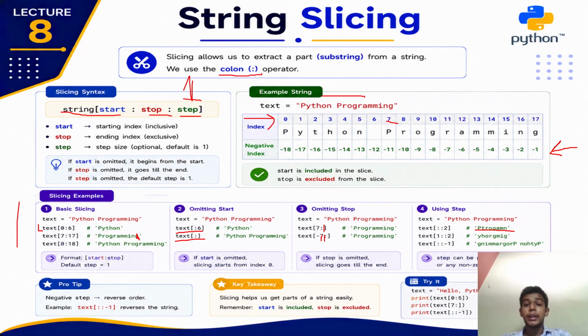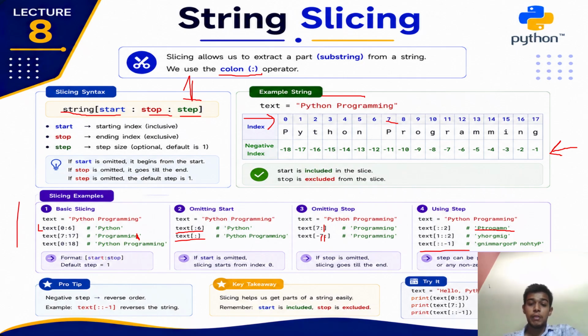If you want to get the reverse version of the string, you will use this code: text double colon minus 1. The most important thing to remember is start index is included, stop index is excluded. Once you understand this rule, string slices become very easy.